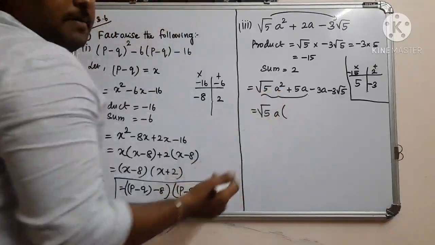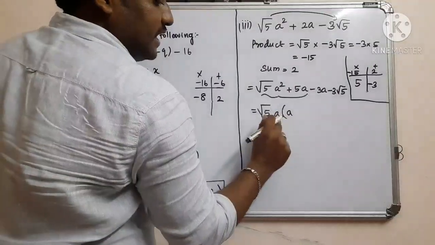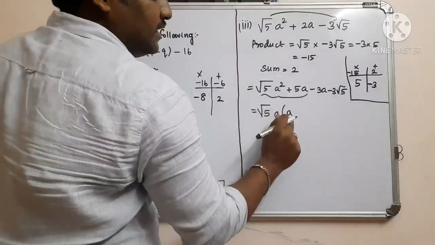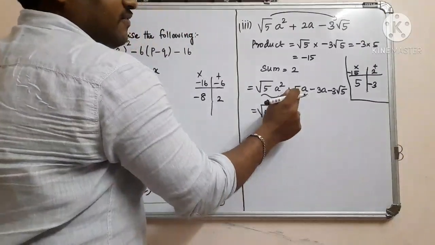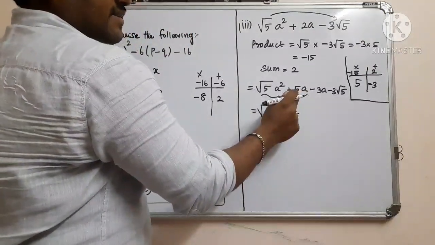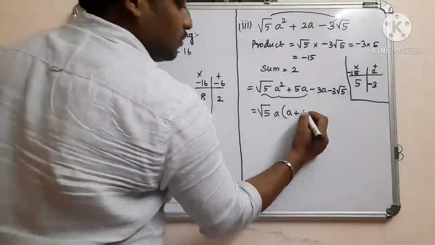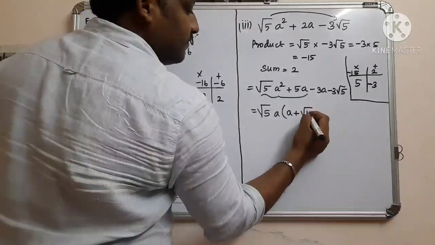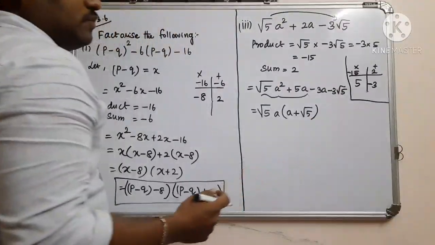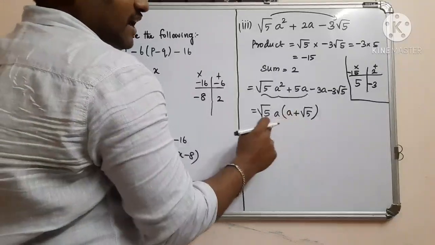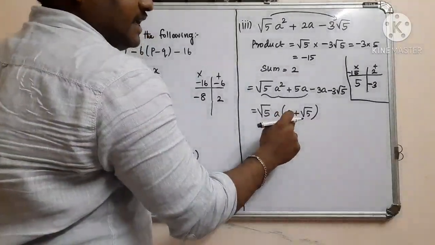Root 5a is common, so what remains here? 1a and root 5a into a square root 5 into a square plus here 5, since the value of root 5 into root 5 is equal to 5. If one root 5 is taken outside, what remains? 1 root 5, and a is also common, so a plus root 5. Now just multiply this value with this root 5 into a square root 5a.